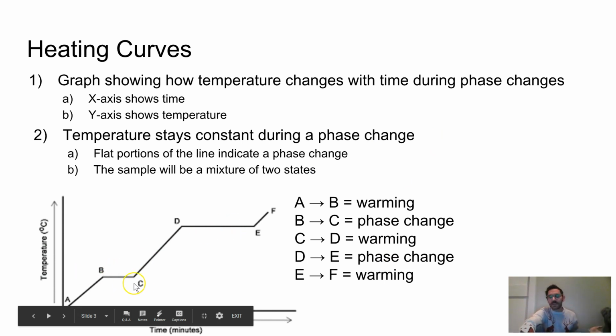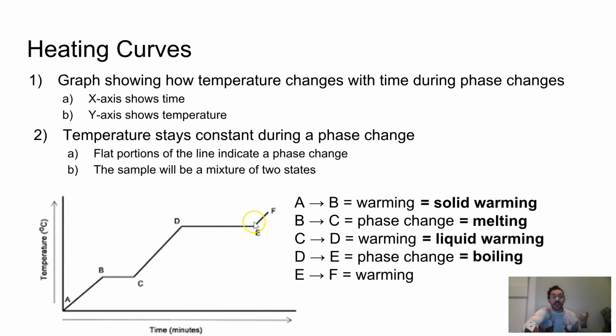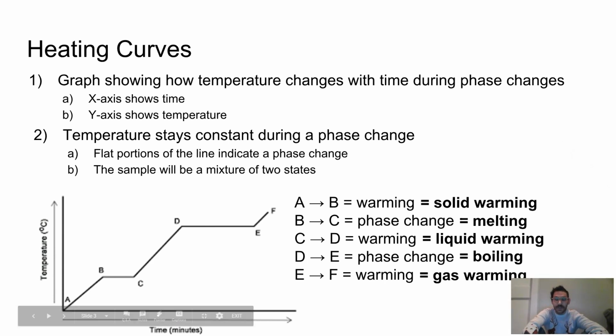So this is most likely going to be melting. It's gotten hotter, and then a phase change occurred, and then another phase change occurred. If we have another phase change, that's probably going to be boiling. So that means this is a solid getting warmer. This is it melting. This is then the liquid getting warmer. And then this is that liquid boiling. And then finally, we have that gas getting warmer and warmer. That gas is getting warmer.